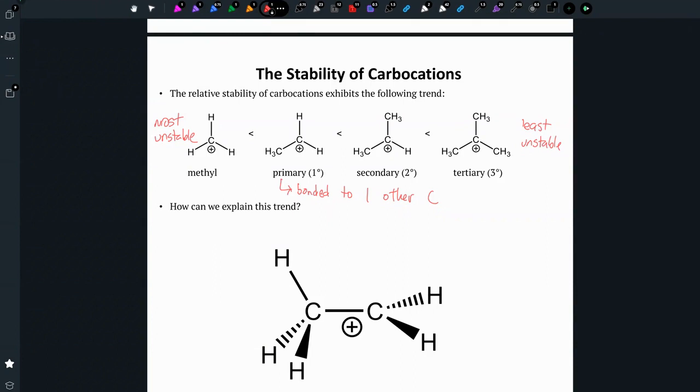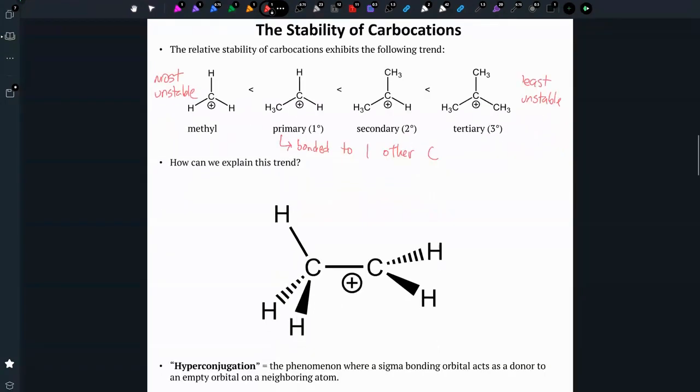So we have to explain that. And in this case, we don't really have resonance to fall back on. We're going to need to introduce a new phenomenon. So I'm going to draw again my carbocation. I've got my empty p orbital. I've drawn it from the perspective where the plane of the carbocation is perpendicular to the plane of the paper, or the screen in this case.